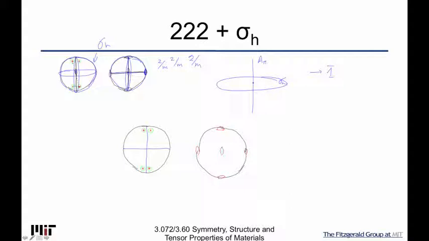Each one of these twofold axes passes through, and I have these mirror planes passing through with that inversion in the center. It's called 2 over m, 2 over m, 2 over m. Remember in the other case, when I just had 2 over m without anything else, this implied an inversion center by definition. Same thing here.